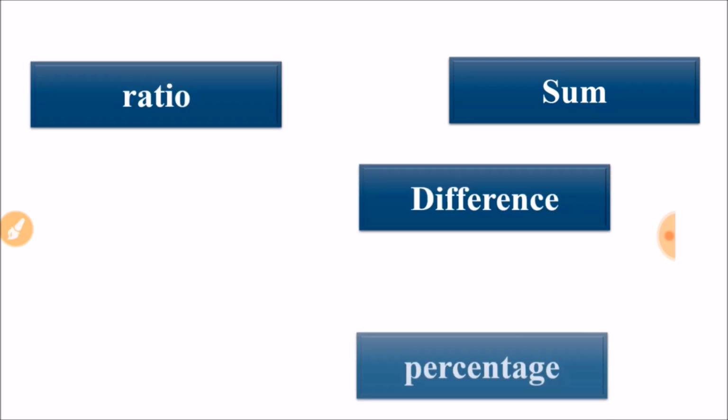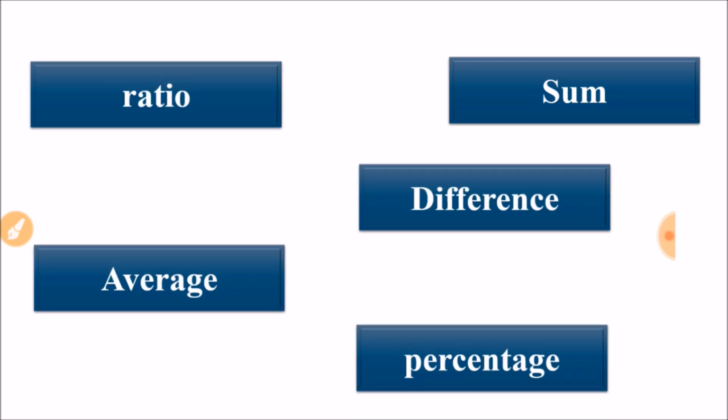So the important questions in data interpretation are sum, difference, ratio, average and percentage. These are the important questions you have to associate, and you have to be very clear. Use pen and paper to do all the calculations. The calculation is very important when you deal with data interpretation.